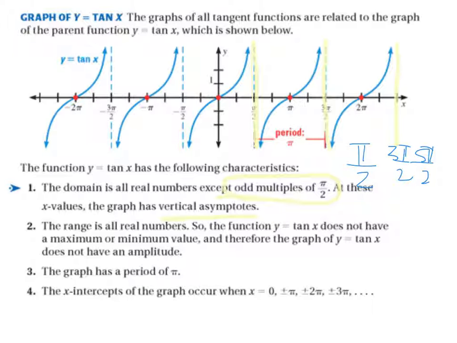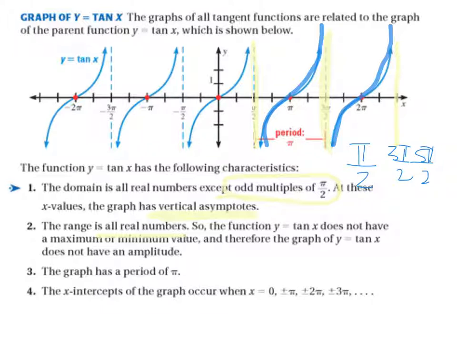That's where we have vertical asymptotes. An asymptote is a line that the actual graph will not cross. It'll get really, really close to it, but it will never cross it. The range is all real numbers. Okay, that's the output, the y values.